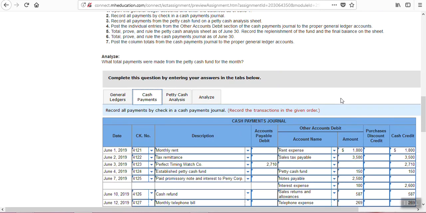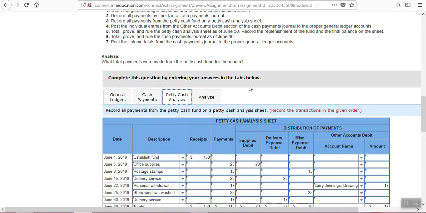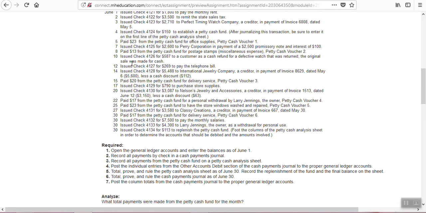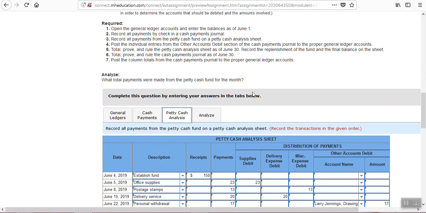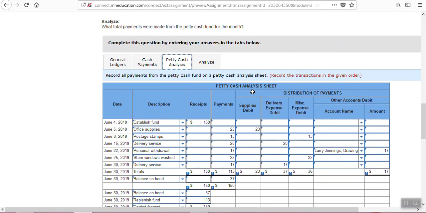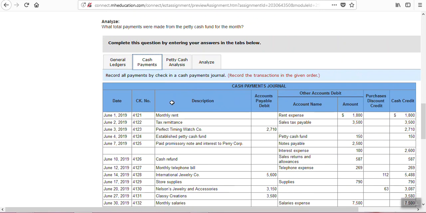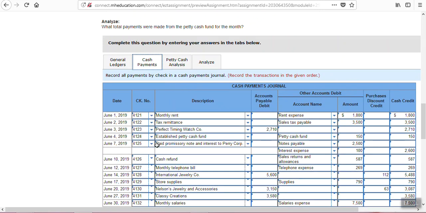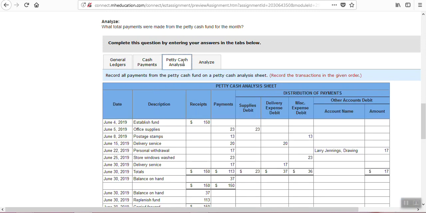All right, so then there's several. I should have said over here, there's several petty cash transactions. Let's see, the next one's on the 5th. It says paid $23 from the petty cash fund for office supplies, petty cash voucher number 1. So when you get to those petty cash transactions, except for the one to establish the fund, you don't need to put it on the cash payments journal yet. So here's the established petty cash fund, and then you'll see there's no other petty cash right through here. You don't have to do that. You're just going to record them on the petty cash sheet.